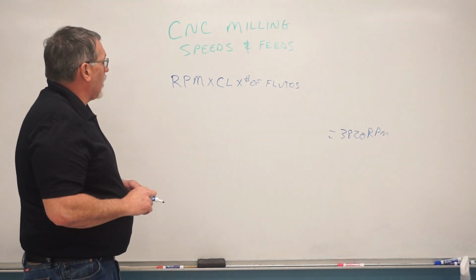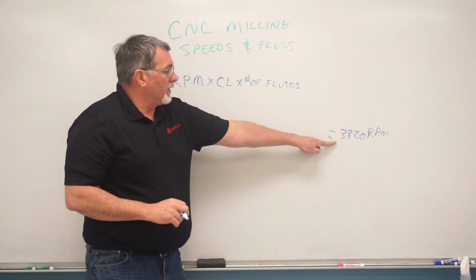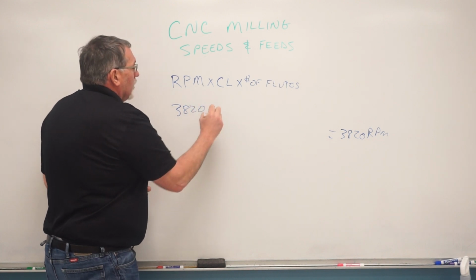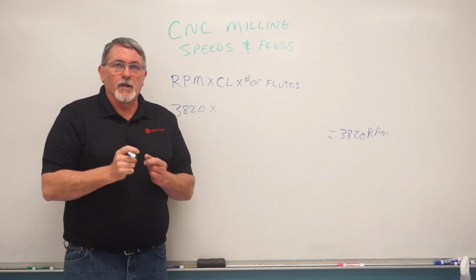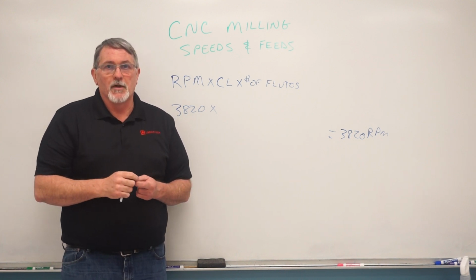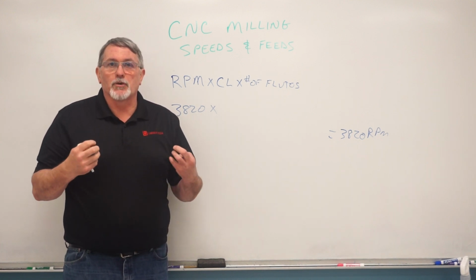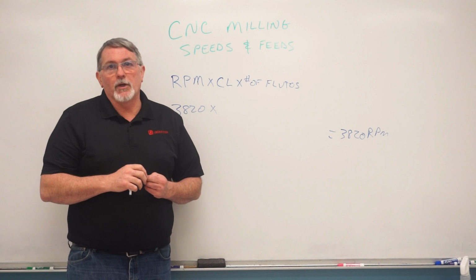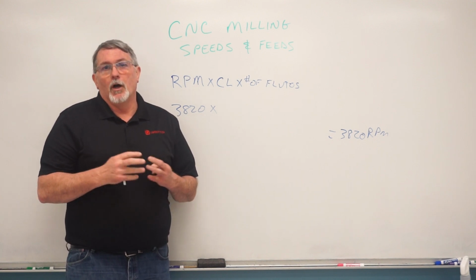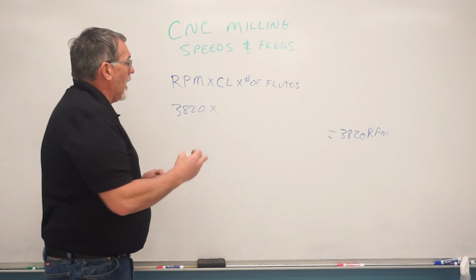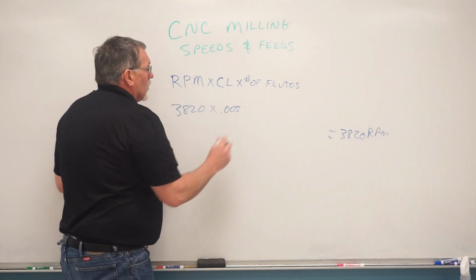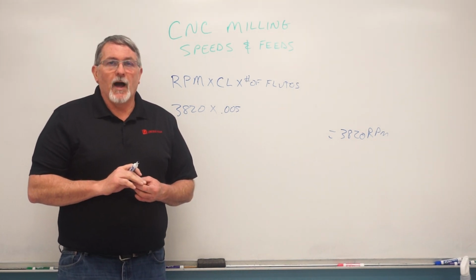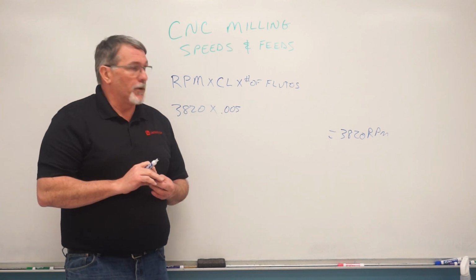So let's talk about these numbers. Our RPM, obviously we had to calculate our speed first, so our RPM is 3,820 times our chip load. Chip load is really the measurement of how thick your chip is. The larger that number is, the thicker the chip becomes. So we have some standards that we use, and again, this can depend a lot on the type of tool you're using and the manufacturer. I like to just use a nice round figure of 5 thousandths. Anywhere between 4 and 8 thousandths is a pretty safe number.